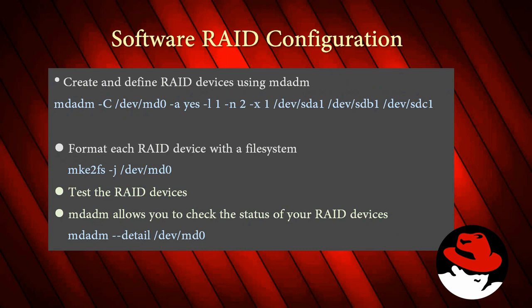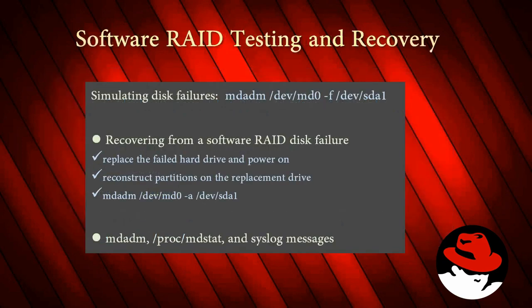You can format each RAID device with a file system by writing the mke2fs command with a -j option and providing the md0 device in /dev. You can test the RAID device. The mdadm command would allow you to check the status of your RAID devices, whether they are configured properly or not.